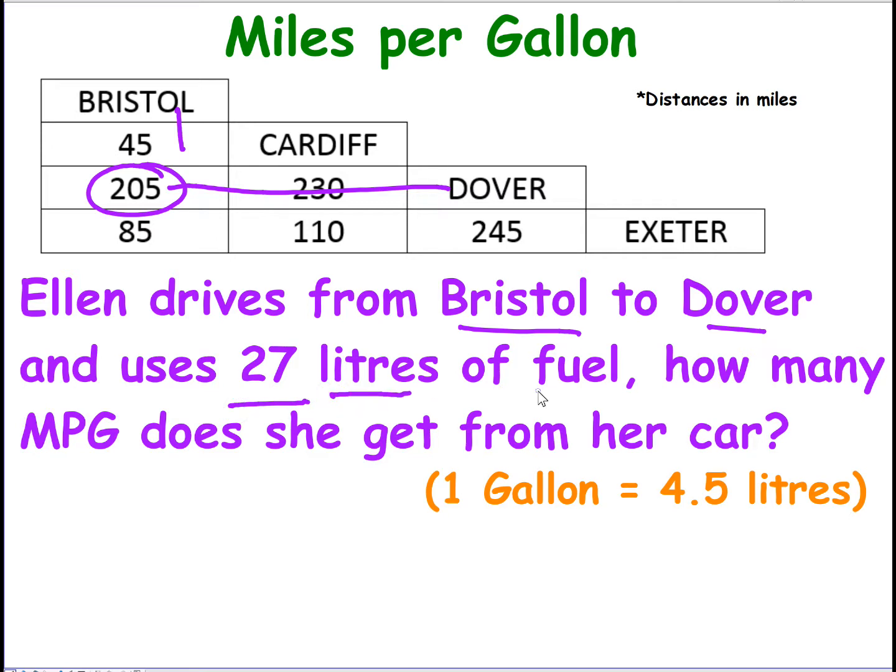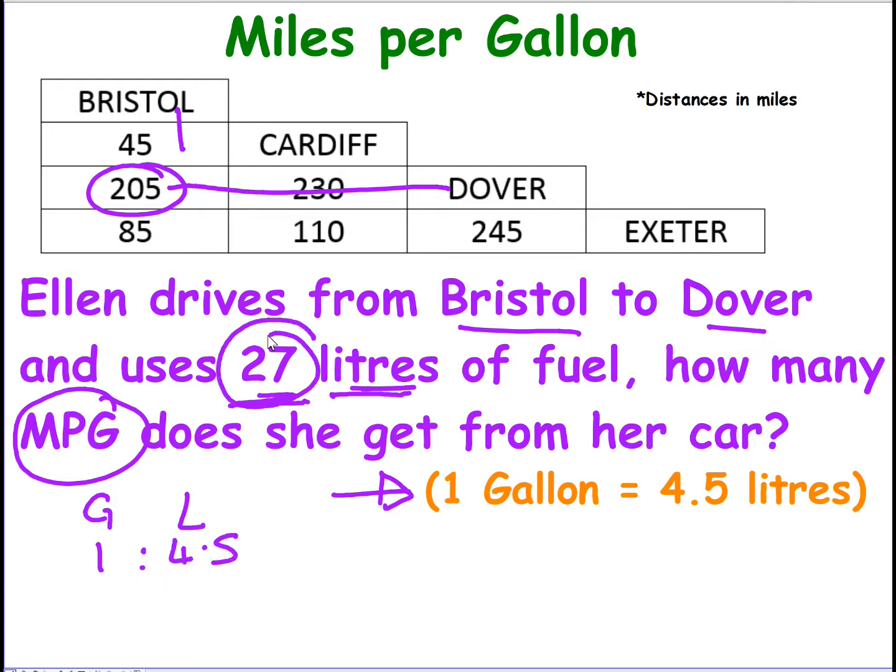So, in order to work out miles per gallon, I have to turn my litres into gallons. And in order to do this, they've given me the conversion. So let's do that first. I've got gallons and litres, and I'm being told 1 gallon is 4.5 litres. I don't have 4.5 litres, I have 27 litres. So how did I get from 4.5 to 27? I work out my scale, and I get 6. So my scale is 6, and what I do on one side, I do to the other.